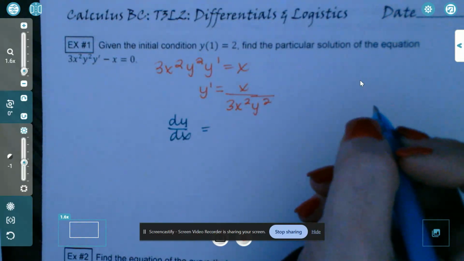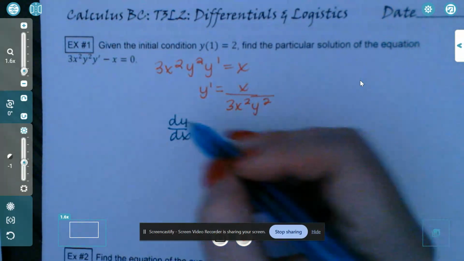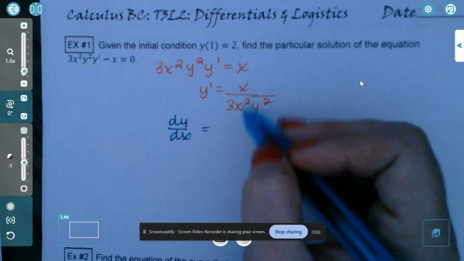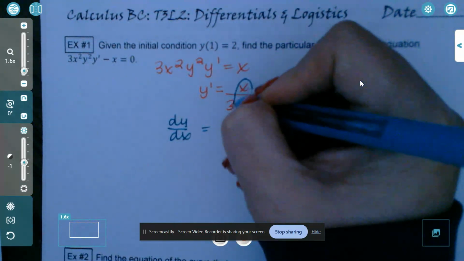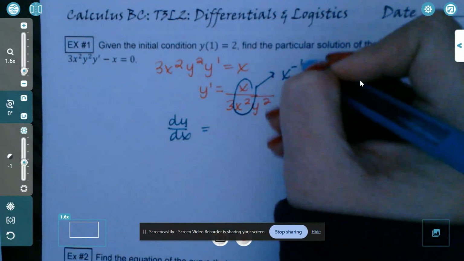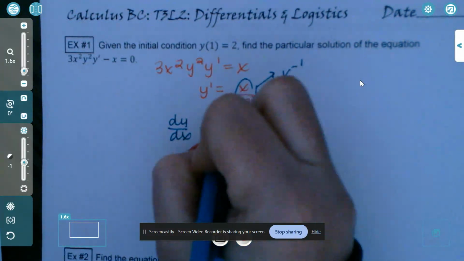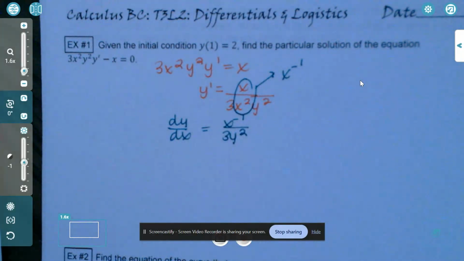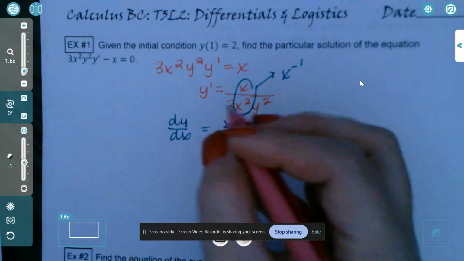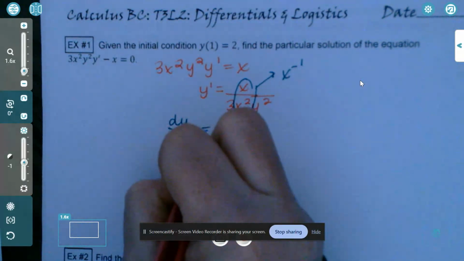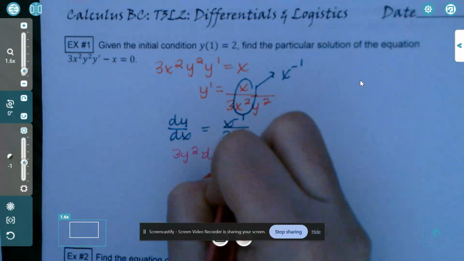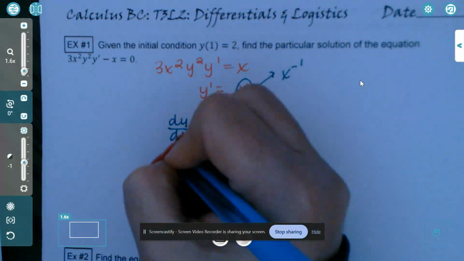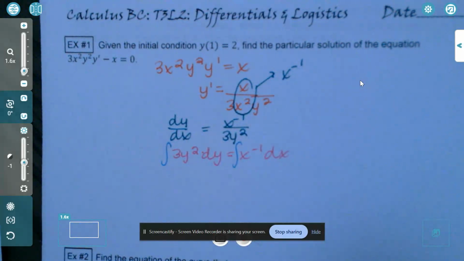And then remember, whenever we start to cross multiply, we want to have the x's across from the x and the y across from the y. So in this situation, we have an x on the top and the bottom. But I'm going to simplify that right there just to x to the negative 1. So we're going to have x to the negative 1 over 3y squared. All right, so now we can cross multiply. And then from there, we can go ahead and take the antiderivative.